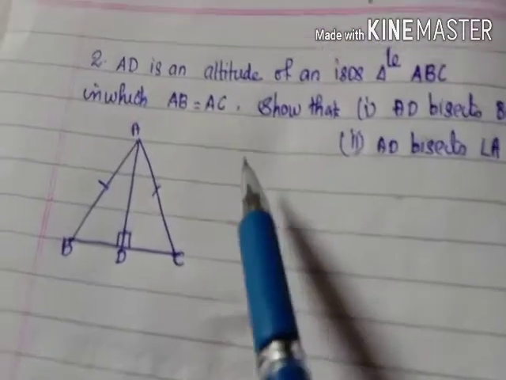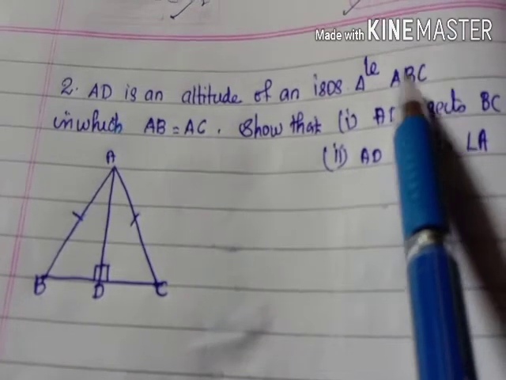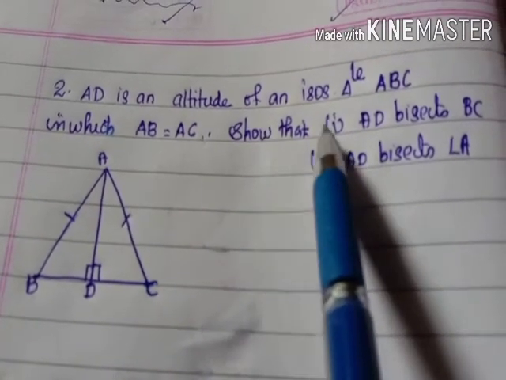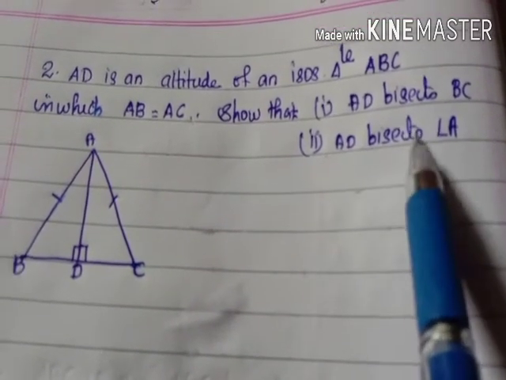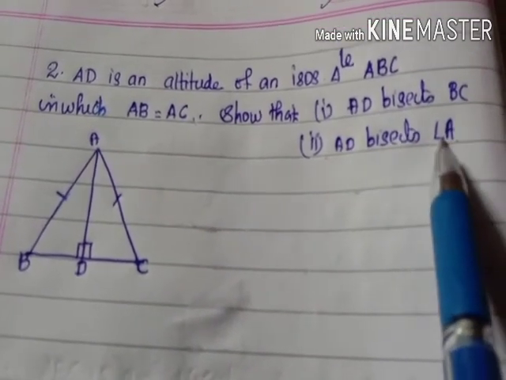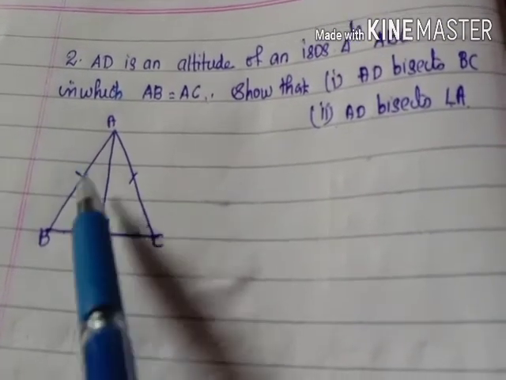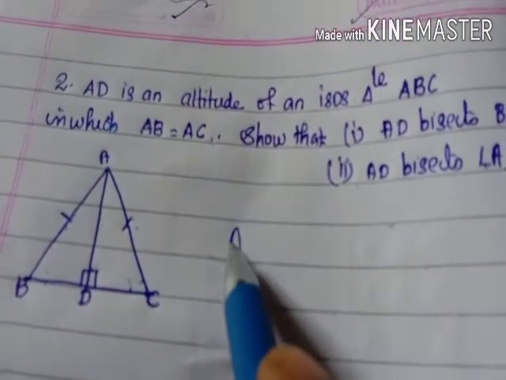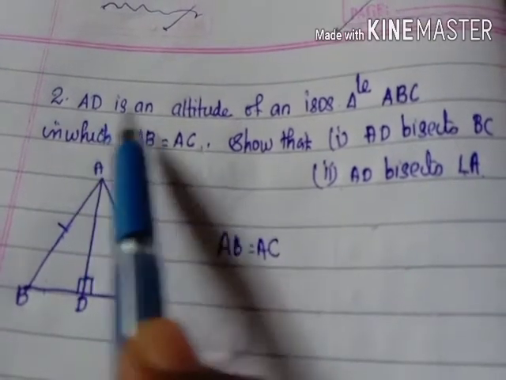Let's see question number 2. AD is an altitude of an isosceles triangle ABC in which AB equal to AC. Show that AD bisects BC, AD bisects angle A. Okay. So listen, we have an isosceles triangle. Isosceles means two sides are equal. So here AB and AC are equal. So AB equal to AC.